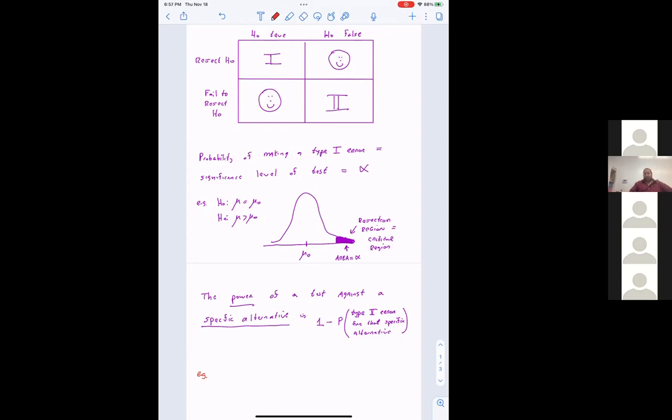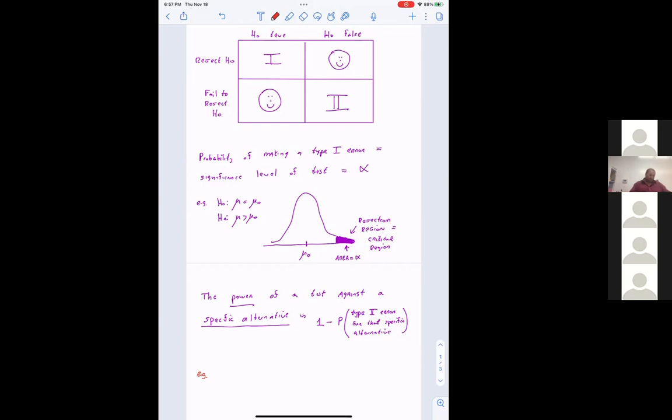On the other hand, if the null hypothesis is false, that means mu is equal to something else. Now, there's lots of possibilities. For every single one of them, I can compute what's called the power of the test for that specific one. And it's going to be 1 minus the probability of making a type 2 error for that specific alternative. That's the definition of the power of a test. So all you need to do is evaluate it for a specific example. And I'm going to do a specific example right now.